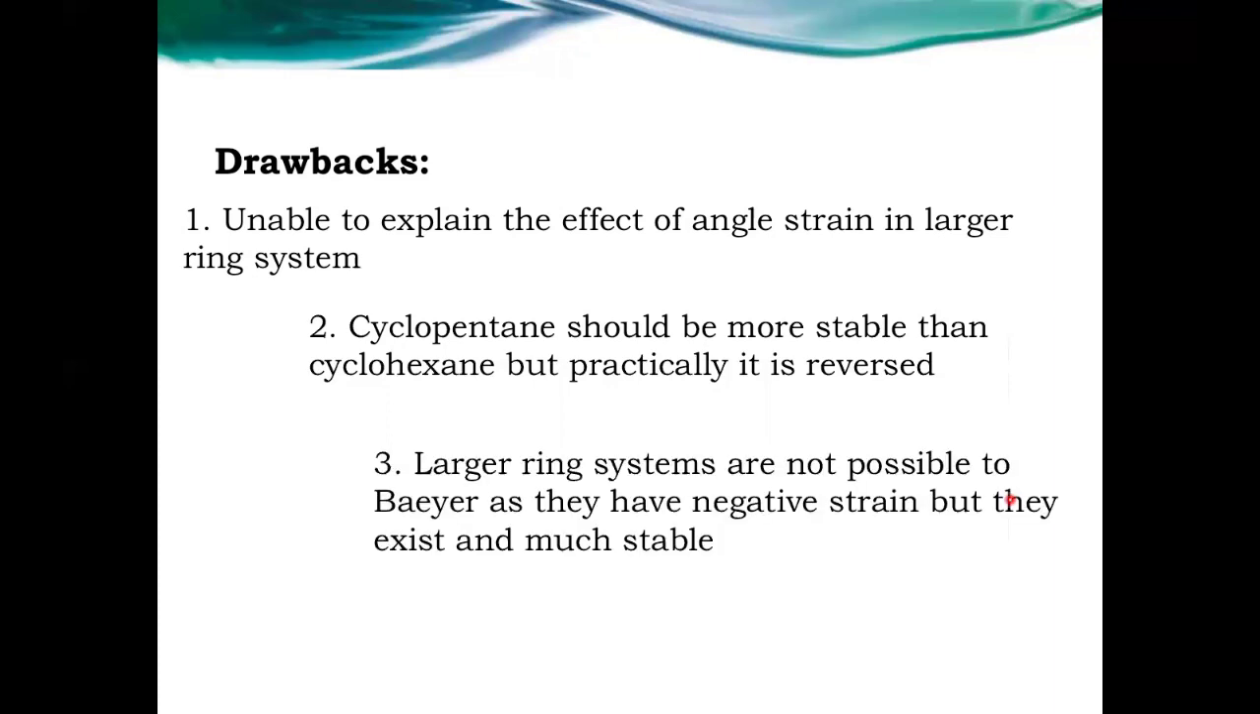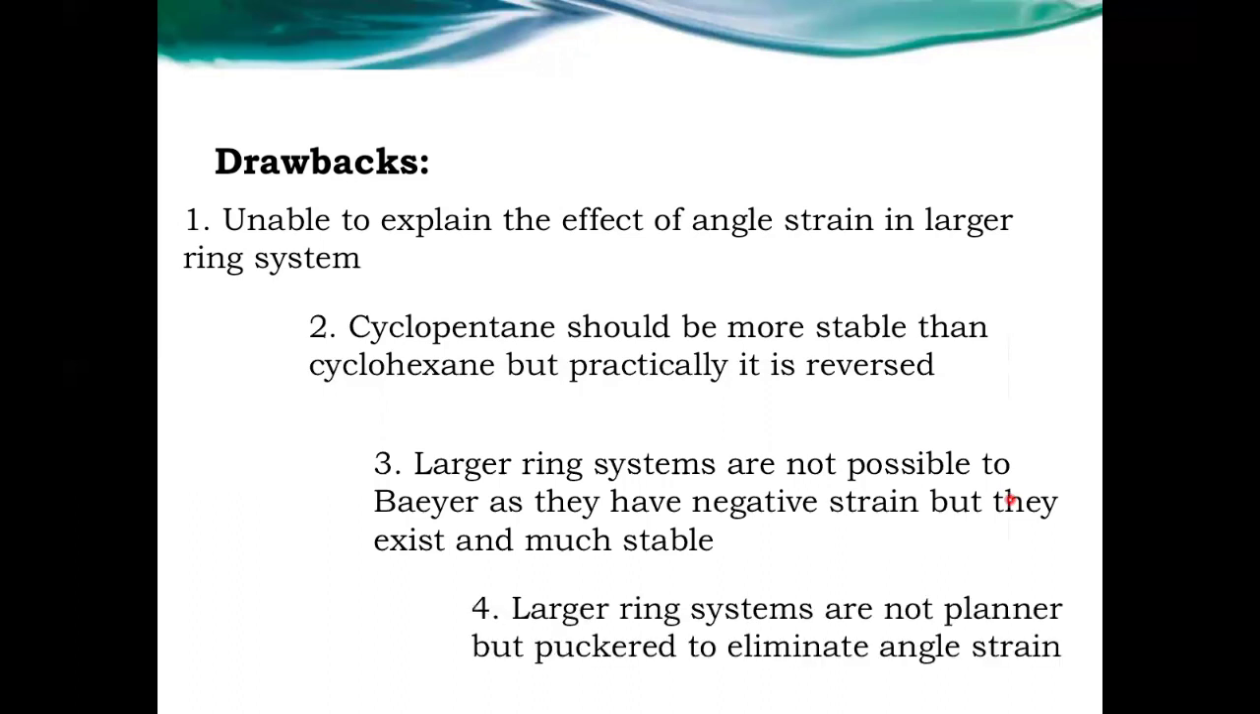theory. Thirdly, the larger ring systems are not possible according to Baeyer, as they would have negative strain, but they exist and are stable. So it cannot be explained by Baeyer. And fourthly, larger ring systems do not exist in the planar form, but in puckered form to eliminate the angle strain, which cannot be explained by the Baeyer strain theory.